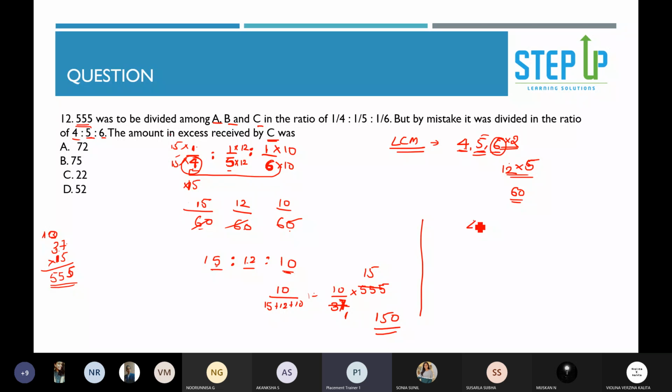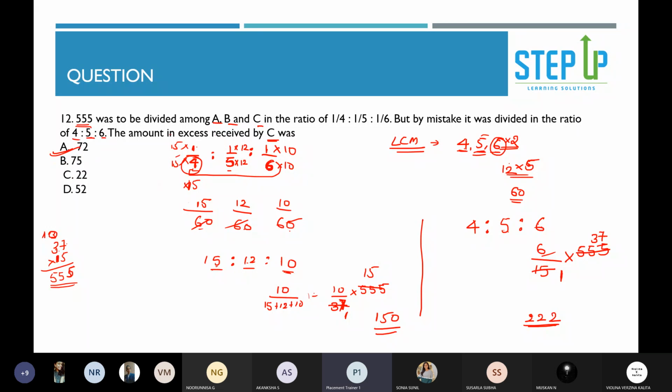But what they have done, by mistake, is divide it in the ratio of 4 is to 5 is to 6, which is 15 parts: 4 plus 5 is 9, plus 6 is 15. So 6 by 15 of what? 555. So 15, 1, 15, 37. So what is 6 into 37? 222. Okay, so now what should be the answer? 72, ma'am. Right, 72 is the answer.